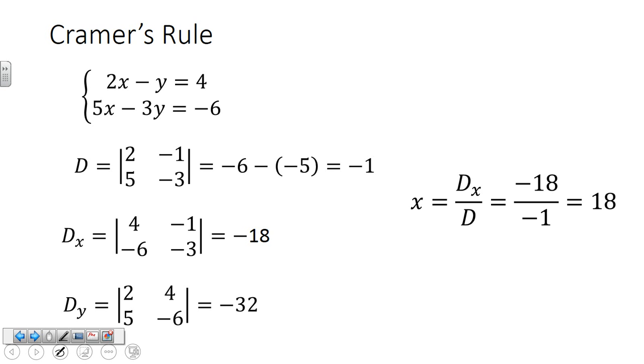Now, you can probably guess how we're going to find Y. We take D sub Y and divide it by D. So we're taking -32 divided by -1, and our solution for Y is 32.